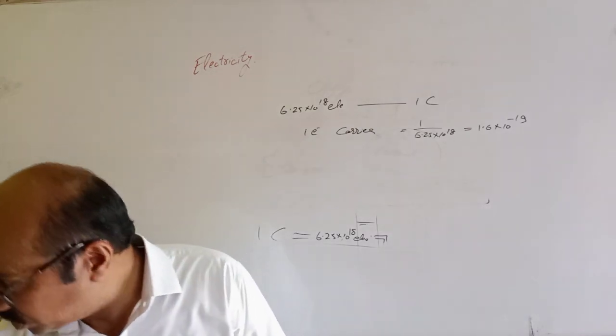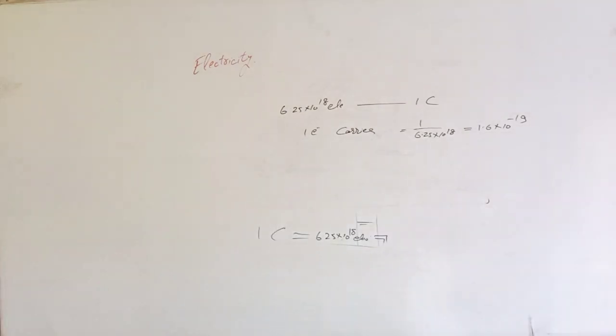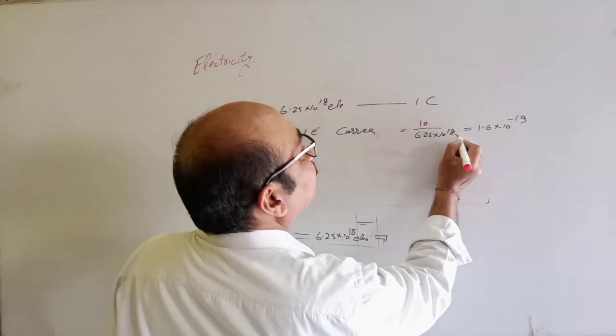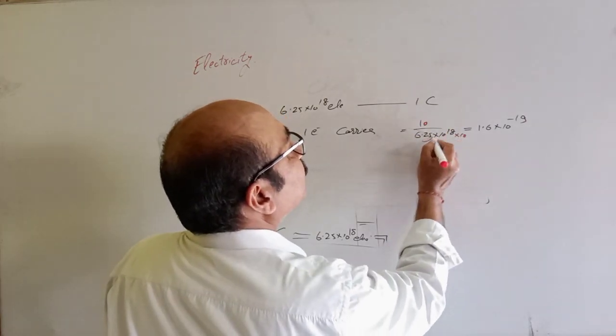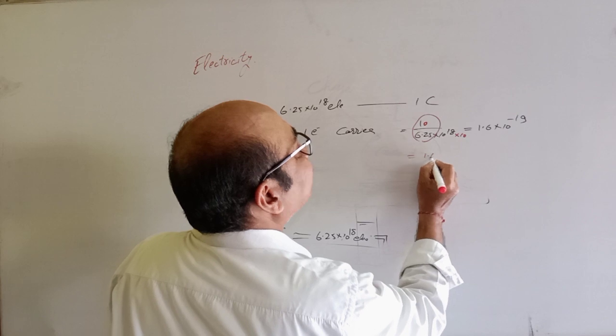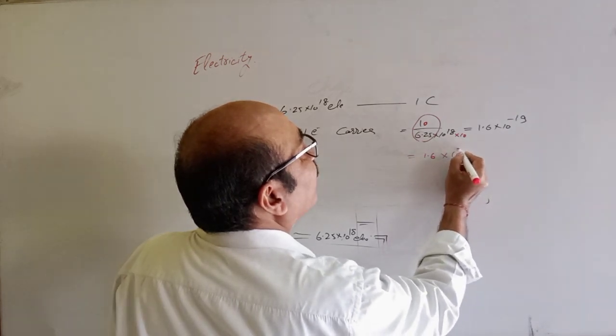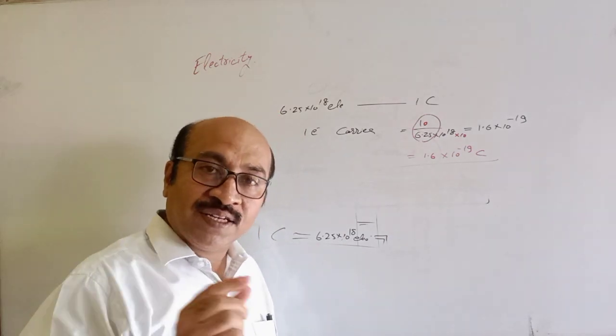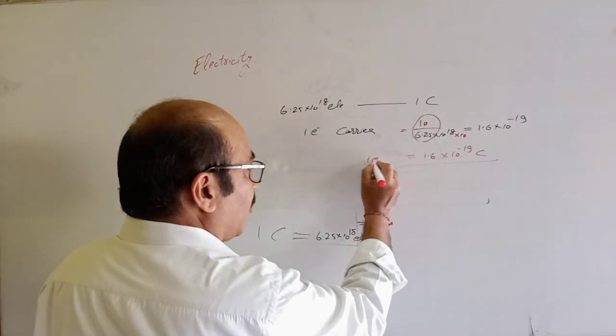I can show you the calculation also if you want. Multiply by 10, divide by 10. So this comes out to be 1.6 into 10 to the power minus 19. So this is the small charge which is carried by 1 electron.